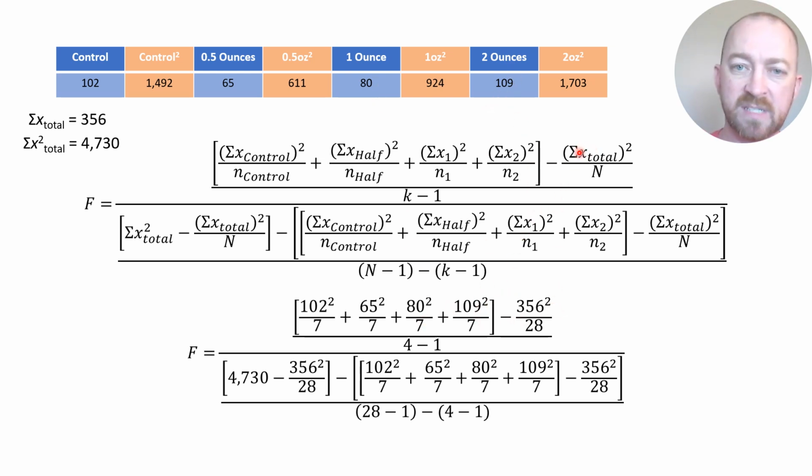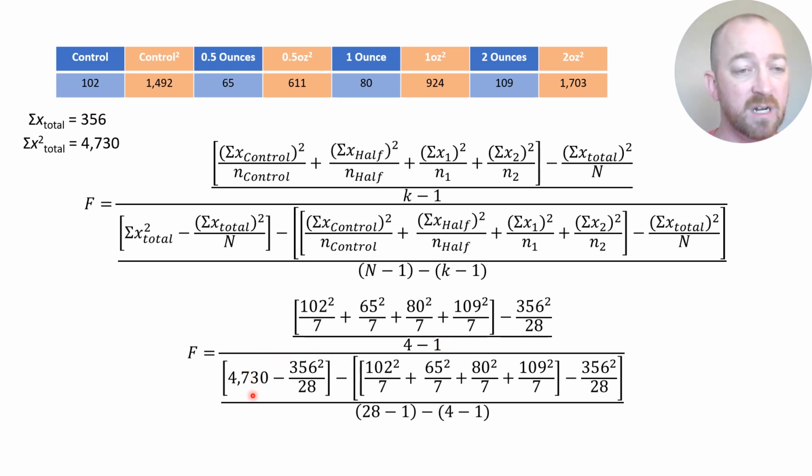Now, of course, this one is asking for the total sum of all of the values, which, as we said, was 356. Again, that's simply 102 plus 65 plus 80 plus 109, no problem there. And of course, our big italicized N means all of the observations, and we had 28 total observations. Of course, k in this instance is always the number of groups that we're comparing, and in this case, we're comparing 4 groups. So k, of course, is 4. Minus 1 is always standard there.